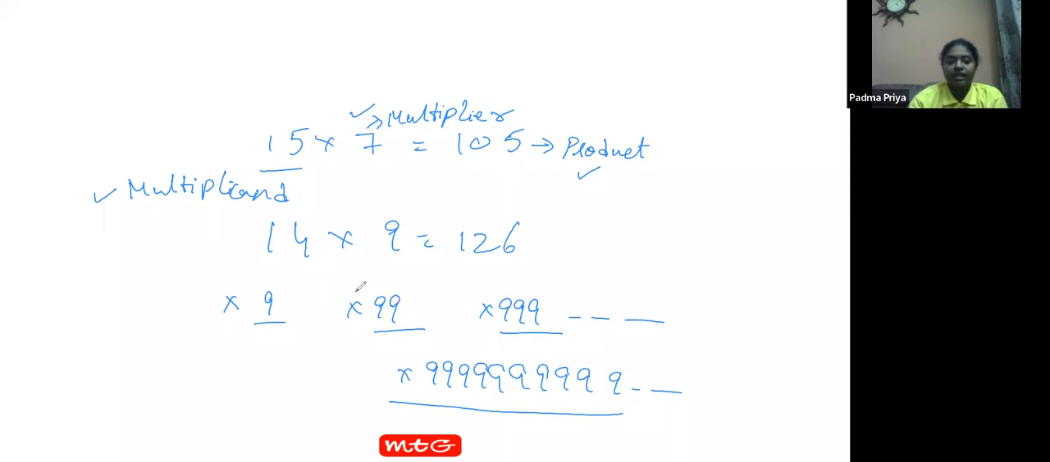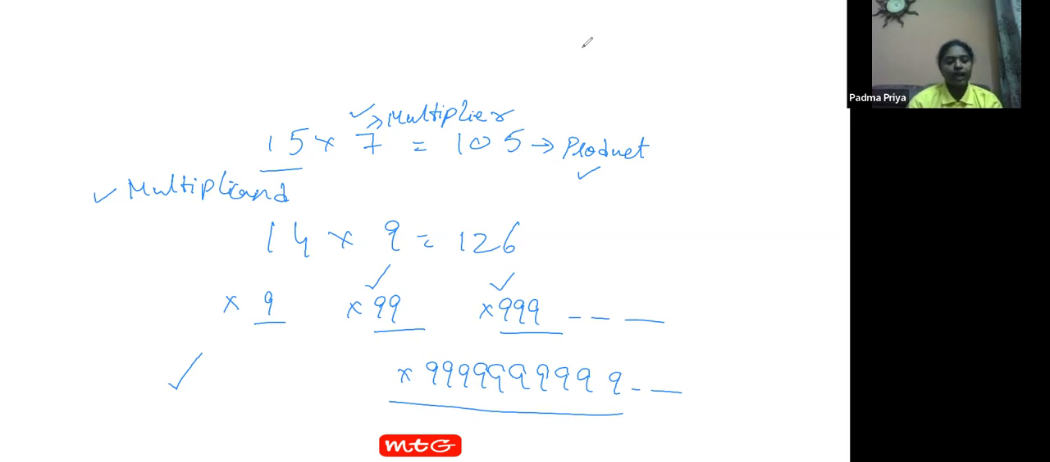If they are simple numbers, like multiplying with 99 or 999 or 4 nines or 5 nines, you can do it in 10 or 15 seconds. Even such bigger numbers, you can do in less than 30 seconds. That's how easy it is. Ma'am, can we do 9999 into 504? Yes, we can do. Ma'am, can we do 9999 multiplied by 9999? That also you can do. You can do anything.